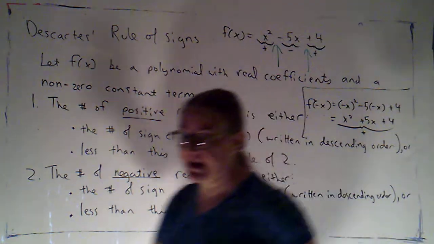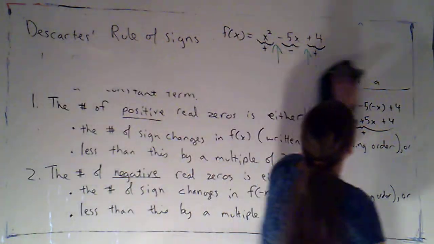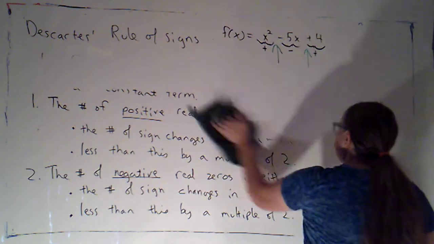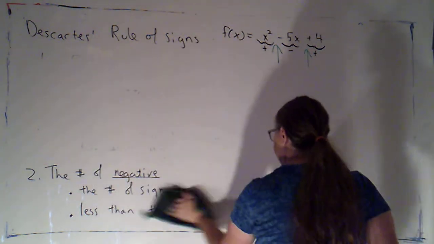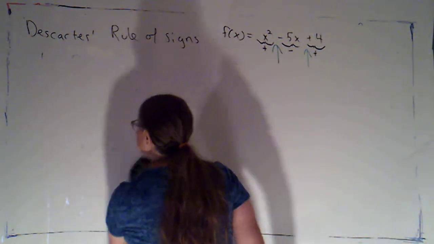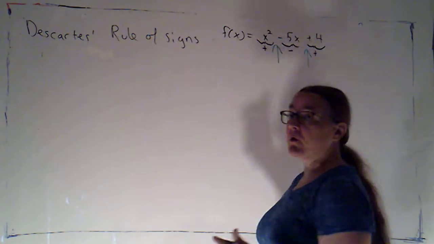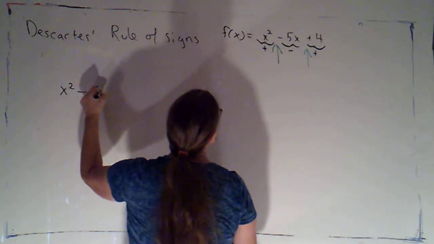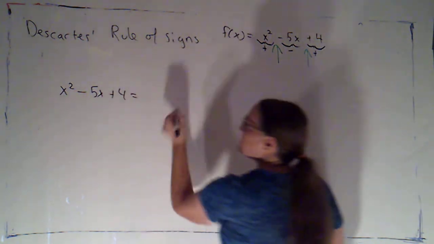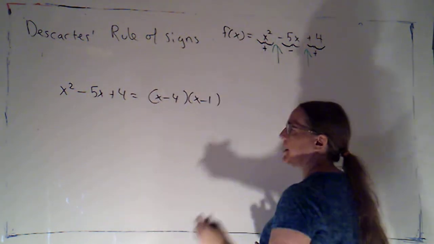Okay, I didn't pause that for super long, but you've got the ability to pause the video. Let's just take a look at this example to see if we can understand why this is going to work. So if I'm looking for, well, let's actually write this in factored form. Notice this factors as x minus 4 times x minus 1.